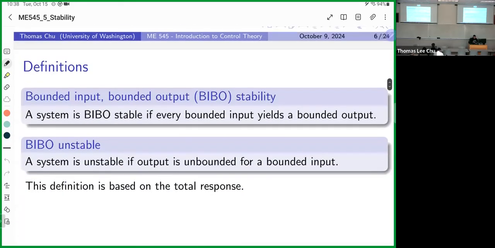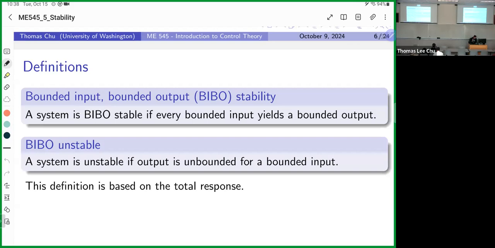I think this is a better, more comprehensive definition for stability, where you have something called bounded input, bounded output stability. And this accounts for the total response. So a system is bounded input, bounded output stable if every bounded input yields a bounded output. And this is the exact definition from the textbook. As an example, if I have a step input, which is a constant input, meaning it's bounded to that final value, and if my output is also bounded, then this is bounded input, bounded output stable.